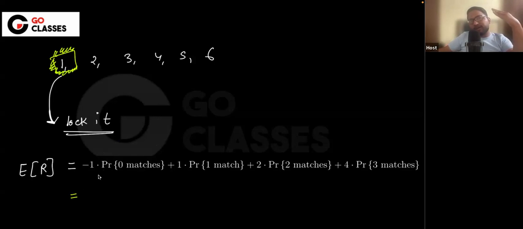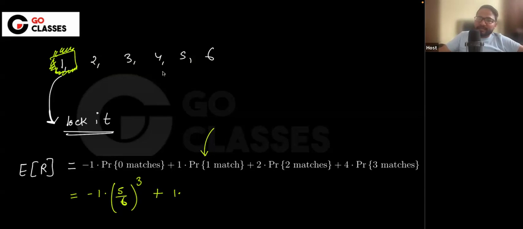That one doesn't appear in dice one, one doesn't appear in dice two, one doesn't appear in dice three. So if one doesn't appear in dice one, and one doesn't appear in dice two, and one doesn't appear in dice three, this probability, right? Okay. Plus one into one match, which means one appears in exactly one dice. So what is the probability? This is interesting. This is the probability that one appears in exactly one dice.